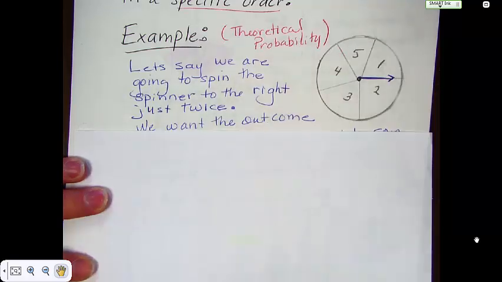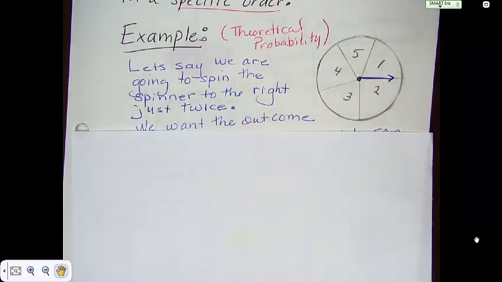Theoretical probability is in a perfect world. We're not actually spinning it. We're just figuring the probability based on possible outcomes. This is theoretical probability. The other type, when you actually spin the dice or spin the wheel, throw the dice, is called experimental probability, and that's when you're actually physically doing it. Right now, what we're doing is called theoretical probability.